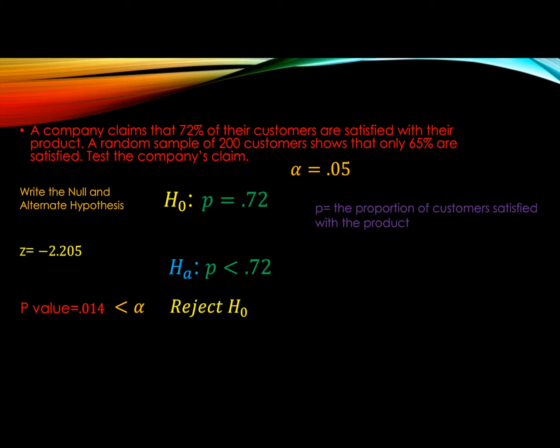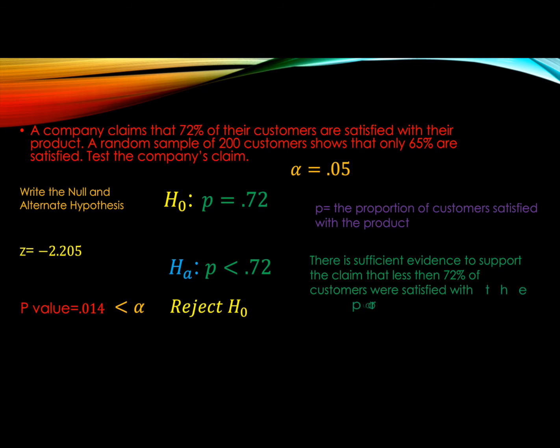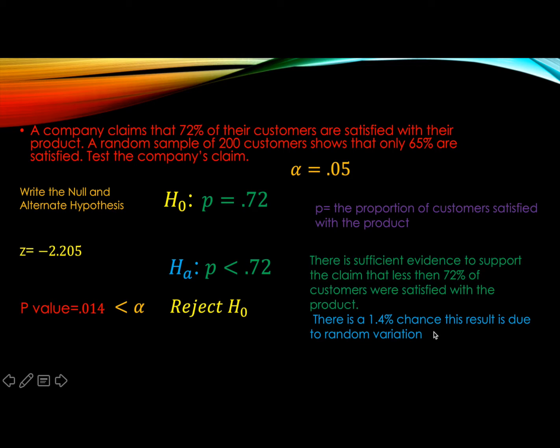null hypothesis. Writing this in context, you would write, there is sufficient evidence to support the claim that less than 72% of customers were satisfied with the product. There is a 1.4% chance this result is due to random variation. This part puts the p-value in context.